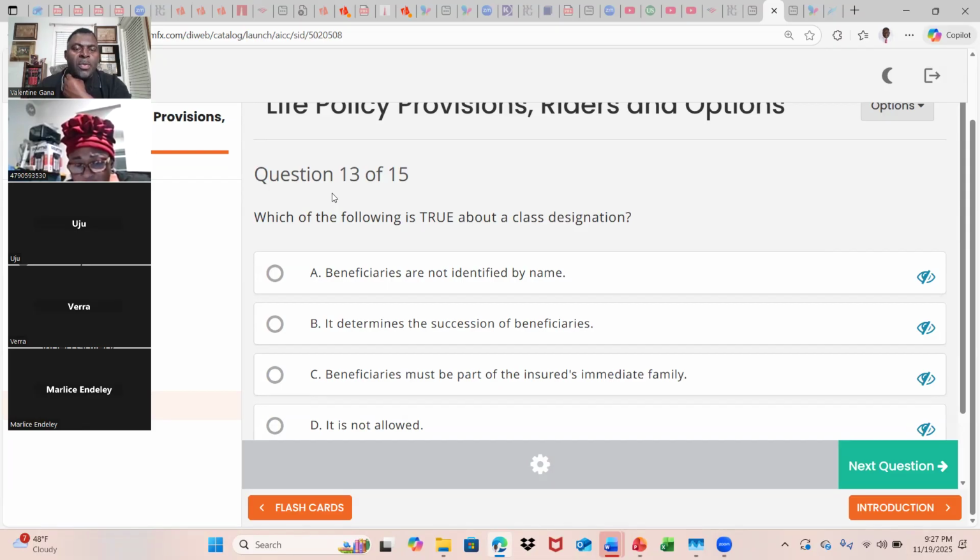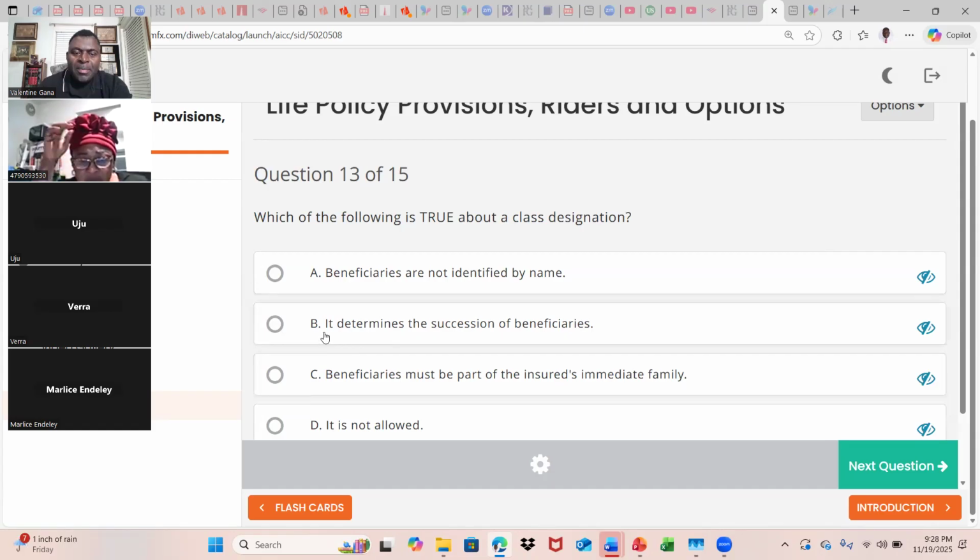So here again is something that we can do. Let's start from the bottom. D says it is not allowed. Is that true? False. No, so we kick that out. C says beneficiaries must be part of the insured's immediate family. Is that true? No. So we kick that out. Now we have a 50% chance of getting it right because we've already eliminated 50%. It's between A and B.